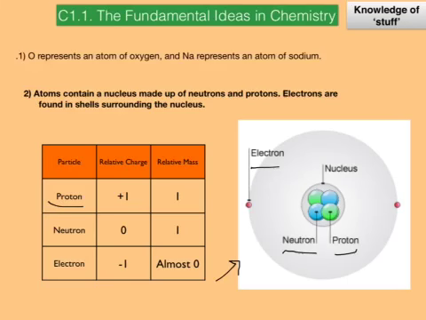Found in the middle, or the centre, of the atom, have a charge of +1. They're positively charged protons. Neutrons, the other particle found in the nucleus, have no charge. They are neutral. Neutrons are neutral. They have no charge. And then finally, electrons are negative. They're negatively charged, so they've got a charge of -1. Electrons are negatively charged, a charge of -1.